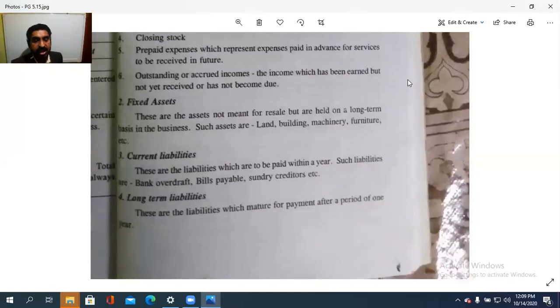While current liability and long-term liability are the opposite of this. Current liabilities are the liabilities which are to be paid within a year. Their payment must be made within a year. Such items are like bank overdraft, bills payable, sundry creditors, etc. That is the current liability. While fixed or long-term liability means its payment may mature after a period of 1 year. Okay, that is the long-term liability.